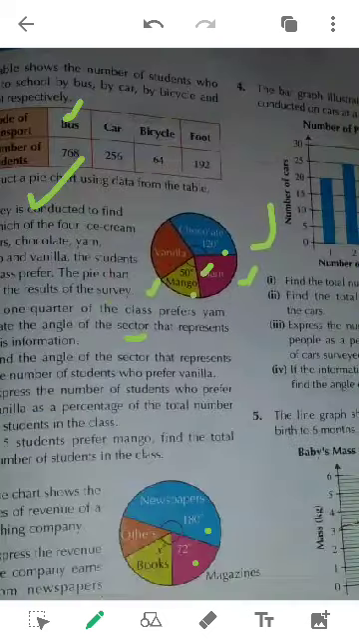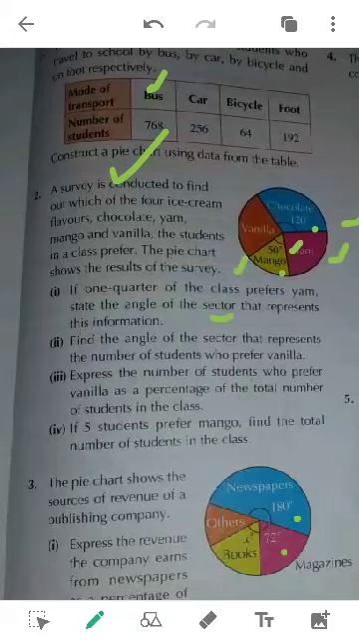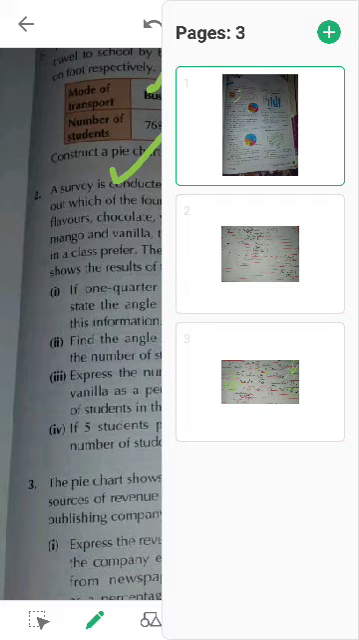Part number 2 is: find the angle of the sector that represents the number of students who prefer vanilla. Now we have to find the angle of vanilla. How to find it? We are given the other 3 angles, mango, chocolate, and yam, which we just calculated. We know that the sum of all these angles should be 360 degrees because they make a circle. So we will put the sum equal to 360 degrees.